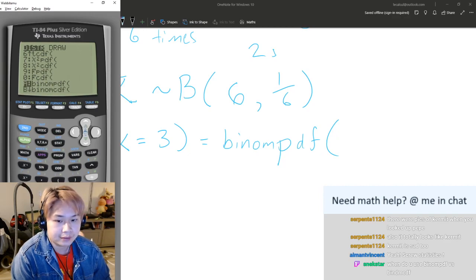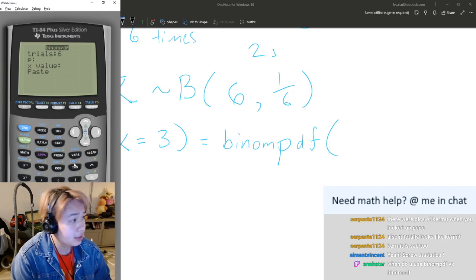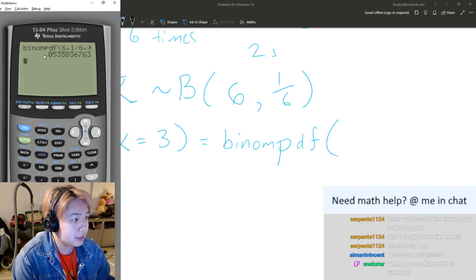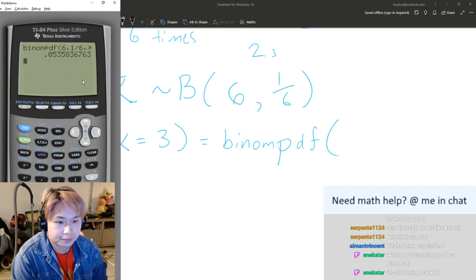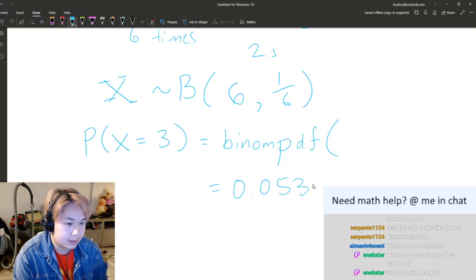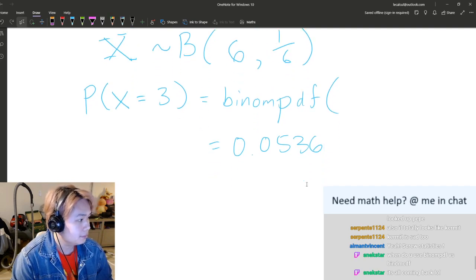here's binomial PDF. So how many trials? Well, we're rolling the dice 6 times. The probability of getting a 2, which is what we're trying to count for, is 1 out of 6. And then how many 2s are we interested in? The question I just made up said 3. So then the probability of getting 3 2s in 6 dice rolls is this probability right here, 0.0536. Yeah, it's coming back.